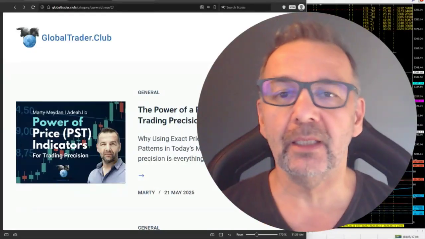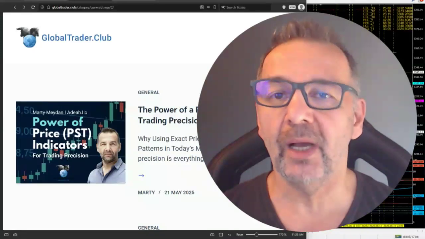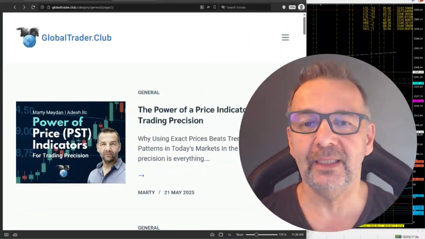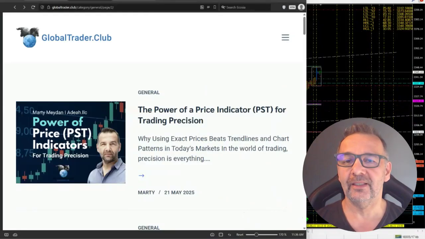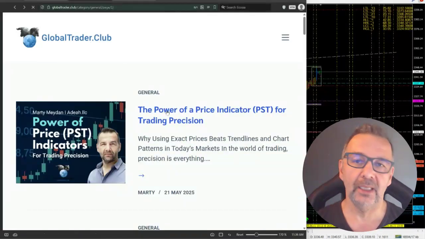Today we're going to take a look at a very unique indicator that we use when timing and pricing the market, and it's called the PST indicator. And this is the article for it. If you're into reading, you can always go to globaltrader.club here and just click on this article. So let's see what this PST is all about.